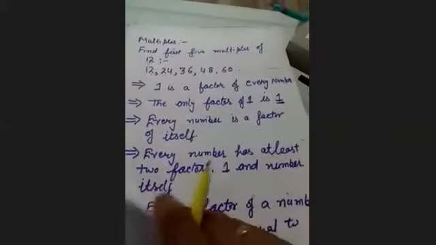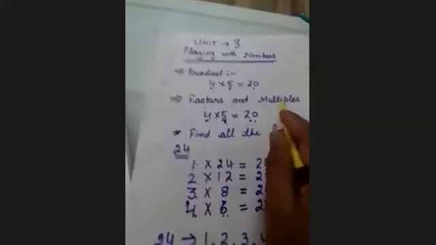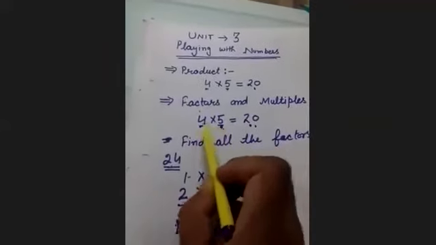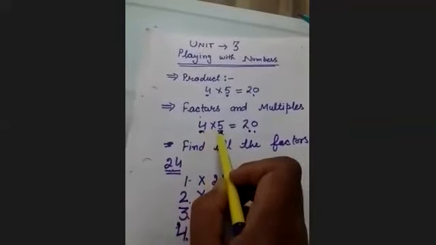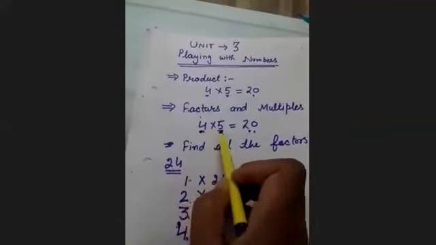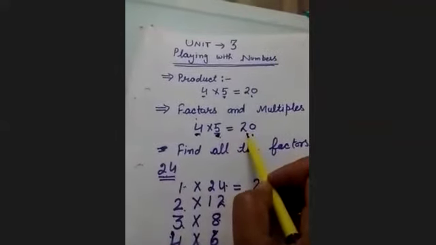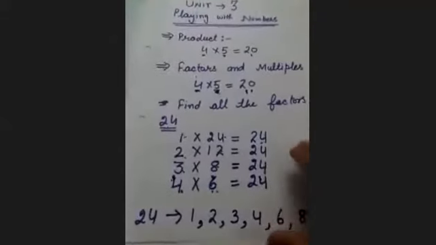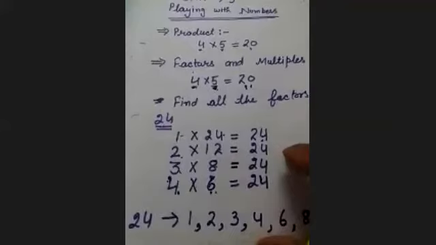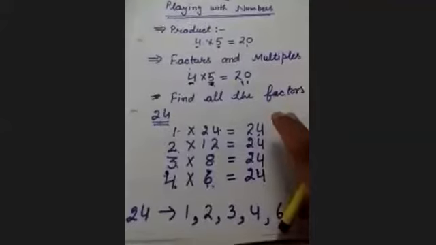Clear, students? Now, starting from first, what are factors and multiples? When we multiply two natural numbers with each other, then these two numbers are known as factors, and the result which we obtain is known as multiple. Next I explain how we can find the factors of any number.